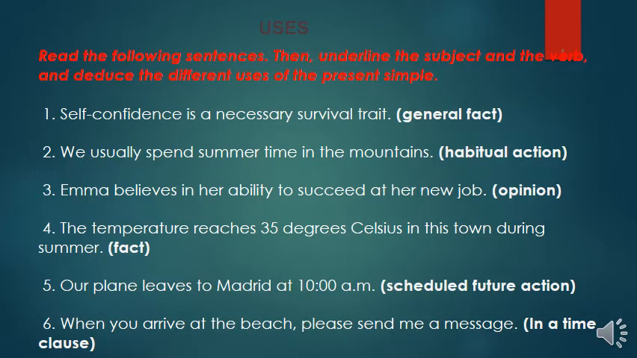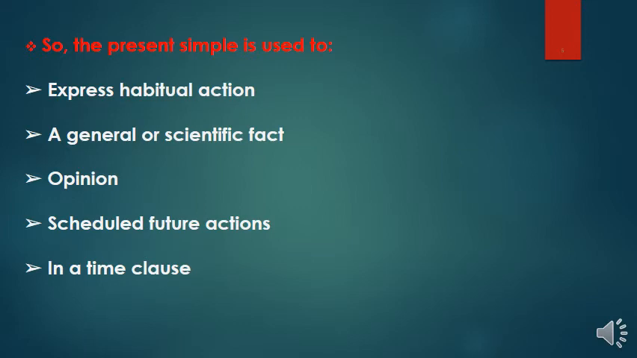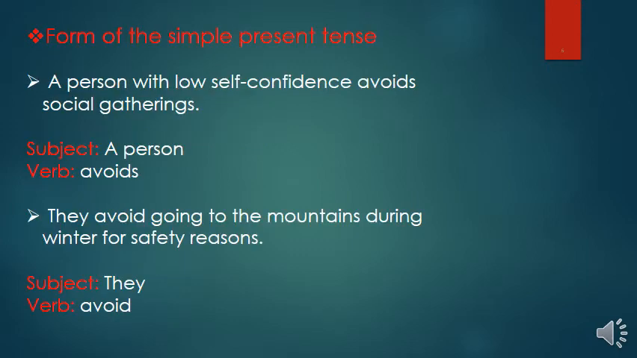As we said, it expresses general facts, habitual or repetitive actions, opinion, fact or real events, scheduled future actions which are planned for, and in a time clause it means at a certain period of time. So as you can see, this is a summary. We've mentioned them. The 5 uses of the present simple tense: express habitual actions, a general or scientific fact, opinion, schedule future actions, and in a time clause.